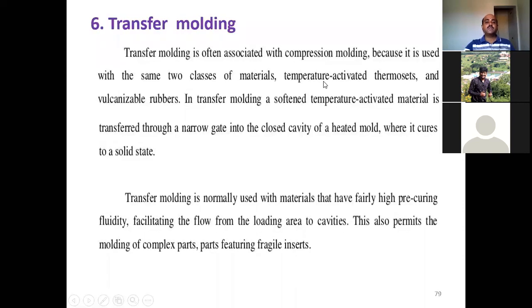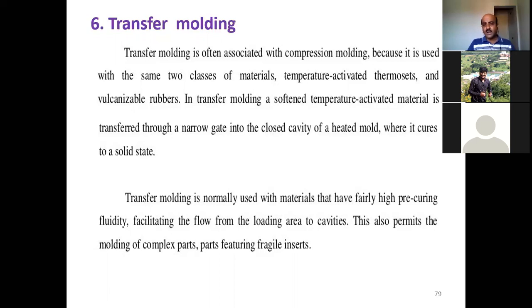Okay. Next comes the transfer molding. The transfer molding is often associated with compression molding because it is used with the same two classes of material, temperature activated thermosets and vulcanizable rubber. In transfer molding, a softened temperature activated material is transferred through a narrow gate into the closed cavity of the heated mold where it cures. Transfer molding is normally used with materials that have fairly high pre-curing fluidity, facilitating the flow from the load area to the cavities. This also permits the molding of complex parts featuring fragile pieces.